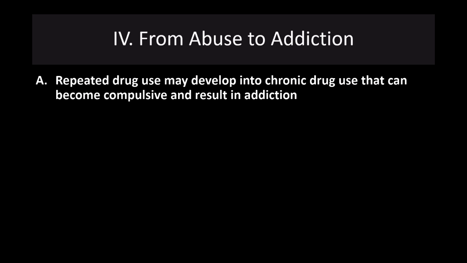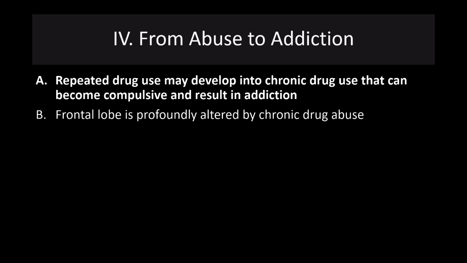So let's start by talking about how we go from abuse to addiction. Generally, it starts with repeated drug use, can develop into chronic drug use that can become compulsive and result in addiction. It won't always, and that's something we have to consider: not everyone will become addicted to a drug if they use it. Regular use and chronic use, however, makes that more likely.